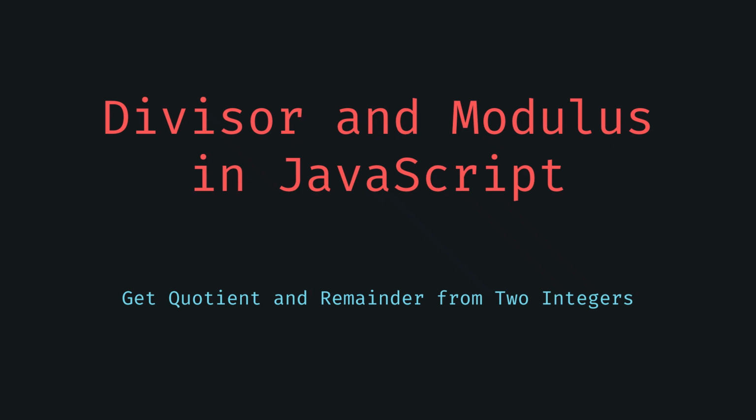Hey there, in this quick JavaScript tutorial, we're going to build a function that returns both the quotient and the remainder when dividing two numbers. This is super useful in math operations, financial apps, or anywhere you need to track how much is left over after division. Let's get into it and see how we can implement this cleanly in JavaScript.